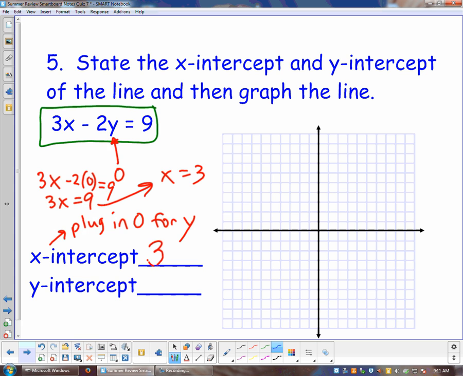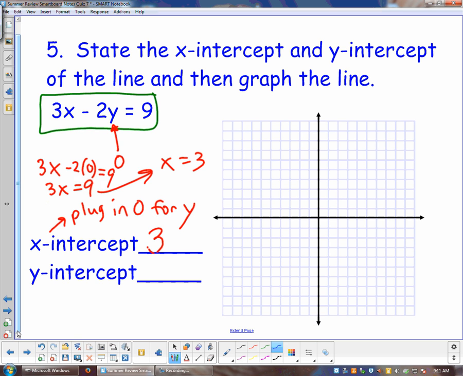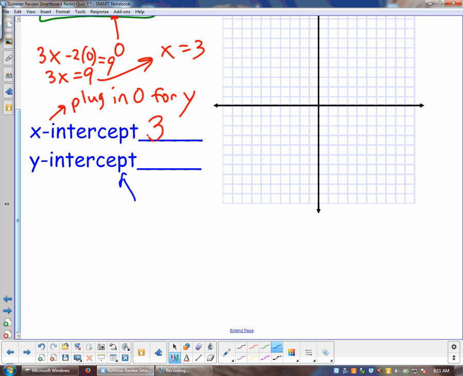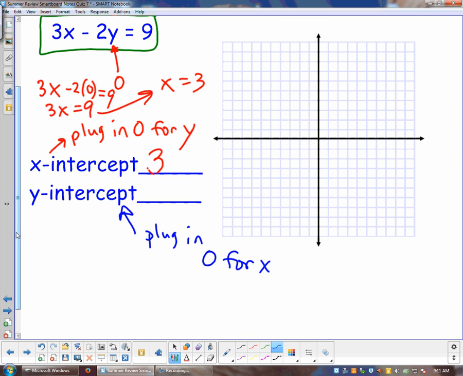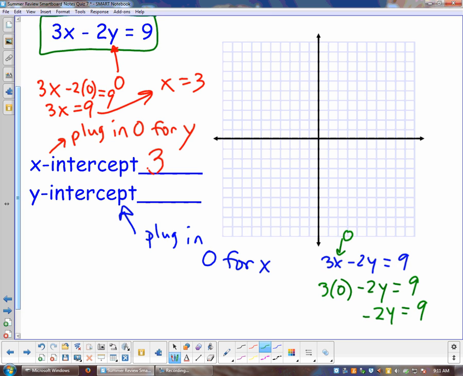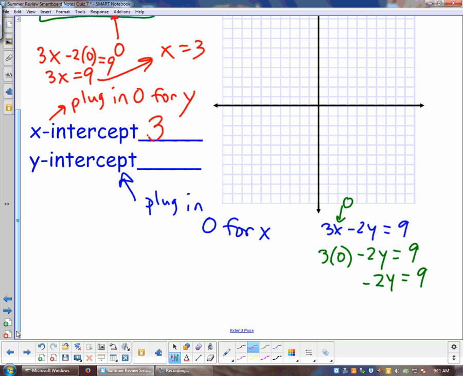To find my y-intercept, we need to plug in 0 for x. So my original equation is 3x minus 2y equals 9, but I'm going to plug in 0 right here for x. And so I get 3 times 0 minus 2y equals 9. Negative 2y equals 9. So we end up dividing both sides by negative 2, and we get y equals negative 9/2 or negative 4.5. So I'm going to list this as negative 4.5 here.